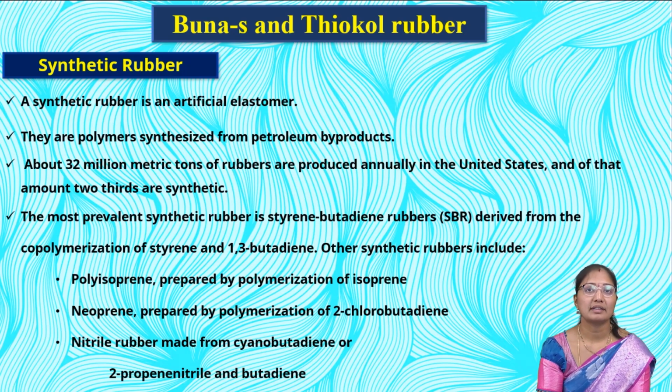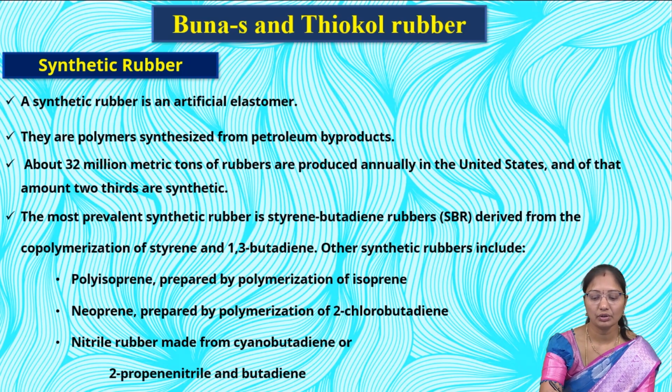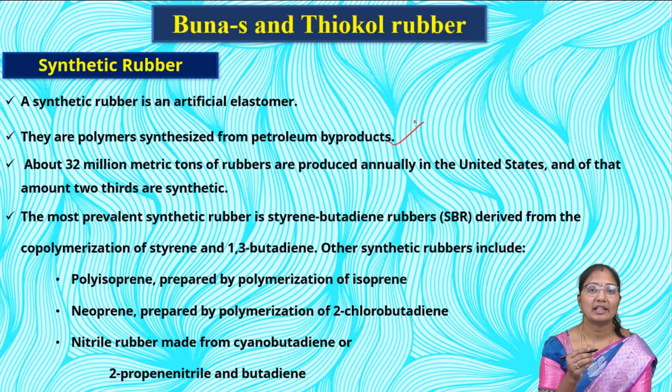So synthetic rubber is an artificial elastomer. They are polymers generally synthesized from petroleum byproducts. As we know, polymers are hydrocarbons, and fossil fuels are hydrocarbons. Under heat and pressure, fossil fuels are converted into crude oil. Then the crude oil, after refining, is converted into petrol, diesel, kerosene, etc. These fuels and byproducts will generally yield the hydrocarbons, and those hydrocarbons are the synthetic rubbers.